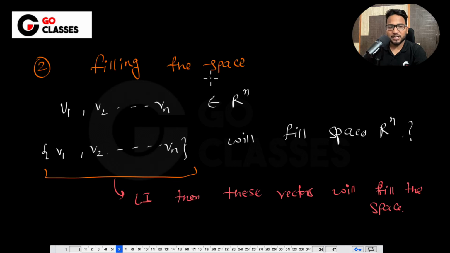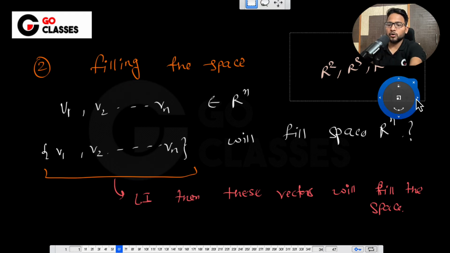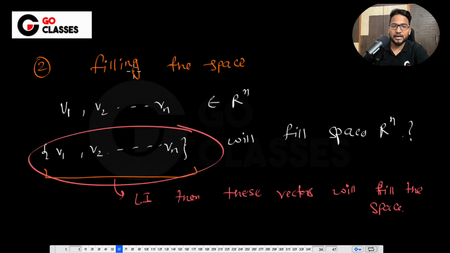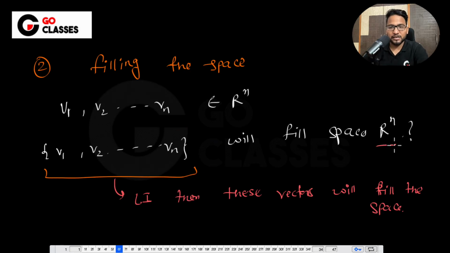Now we talked about filling the space. We say that these are vectors in some space Rn. You don't need to worry about what this space is. We call these R2, R3, R5, R4 just a vector space or a space, so you don't need to worry about these particularly. Now we are saying that these vectors v1 to vn will fill the space Rn if these vectors are linearly independent. So to fill space Rn, you need n linearly independent vectors.